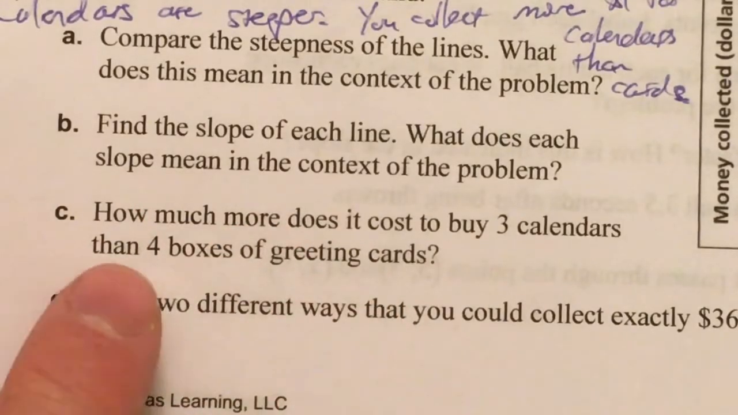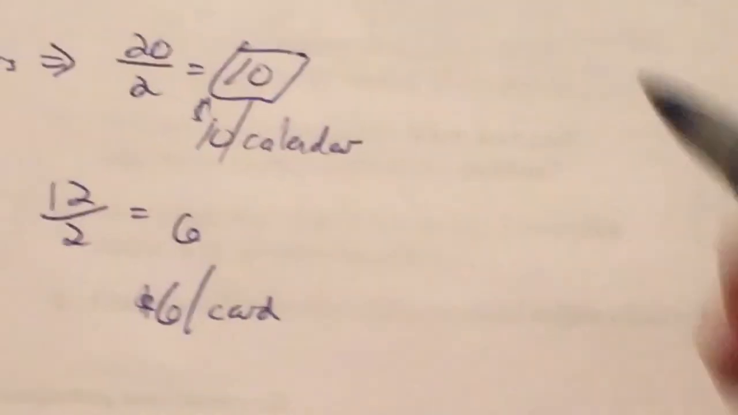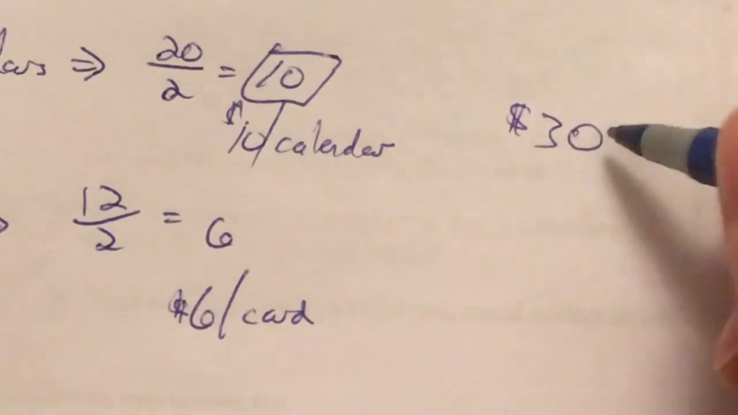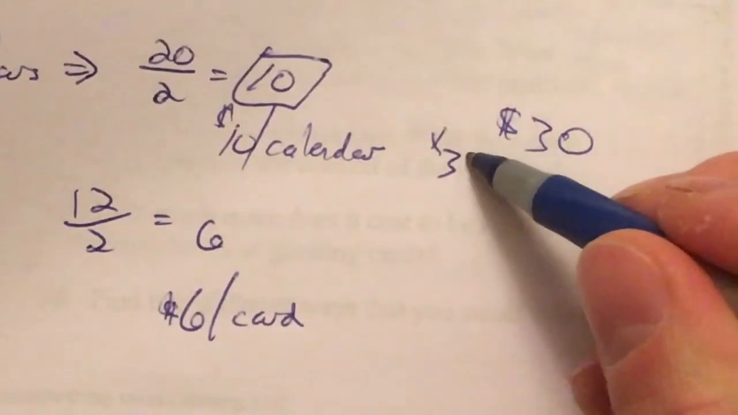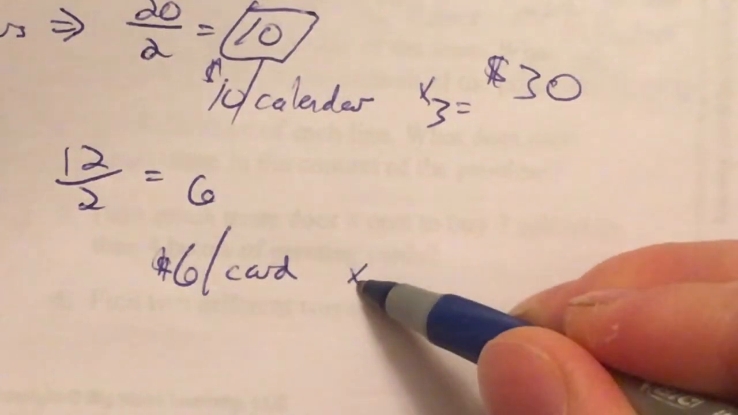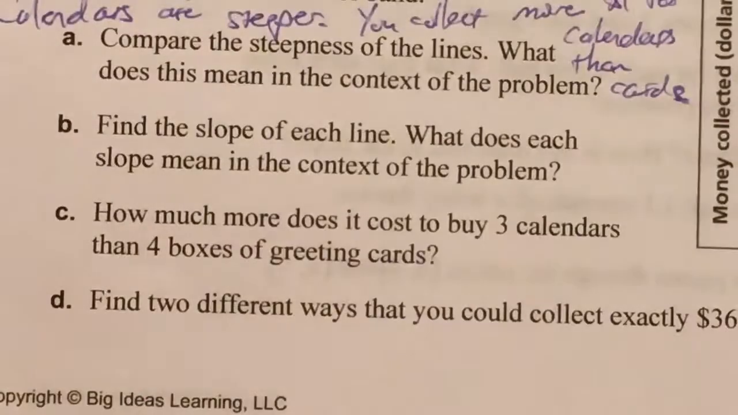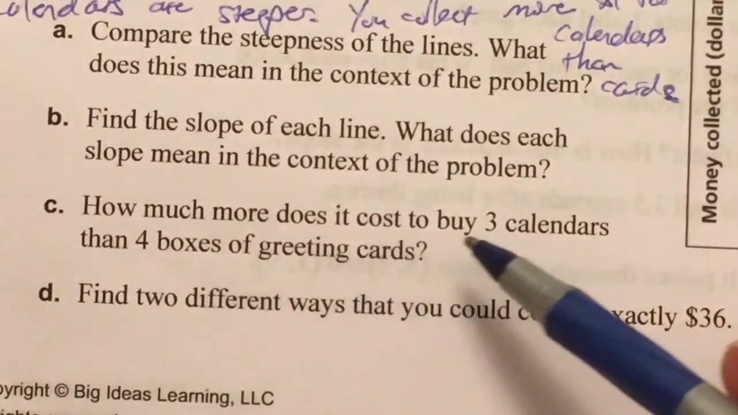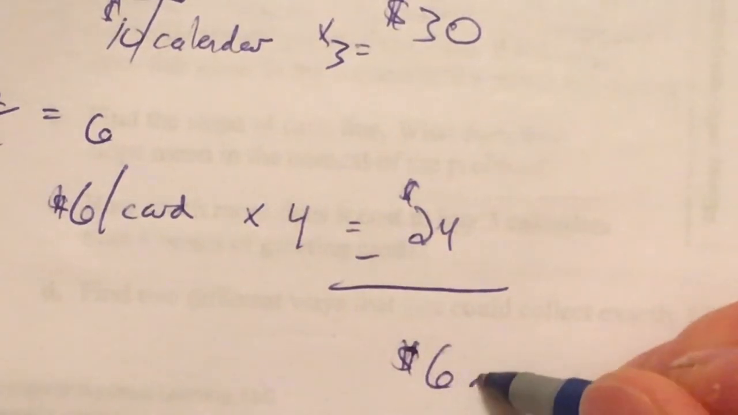Find the slope of each line. Done. What does that mean in the context of the problem? Done. How much more does it cost to buy 3 calendars than 4 boxes of greeting cards? Well, 3 calendars would get you $30, since $10 times 3 is 30. $6 per card times 4 cards is equal to $24. The difference between those two, if we treat it like a subtraction problem, is $6 more.